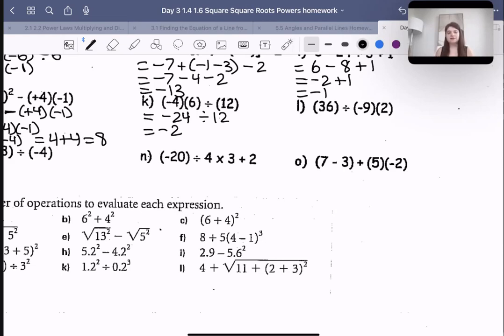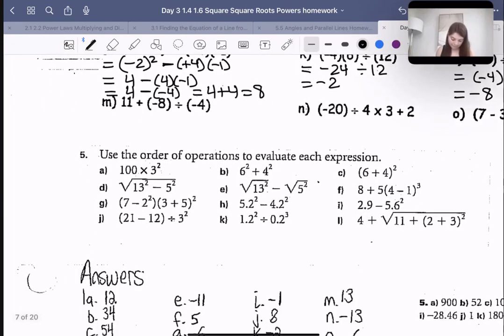Do we have division or multiplication? Yes, we have division first because it comes first, just from left to right. So 36 divided by negative 9 is going to be negative 4. That's going to be multiplied by 2, and that's going to give us negative 8. And then we can stop there as we don't have any other operations to do, no addition and no subtraction. Good.